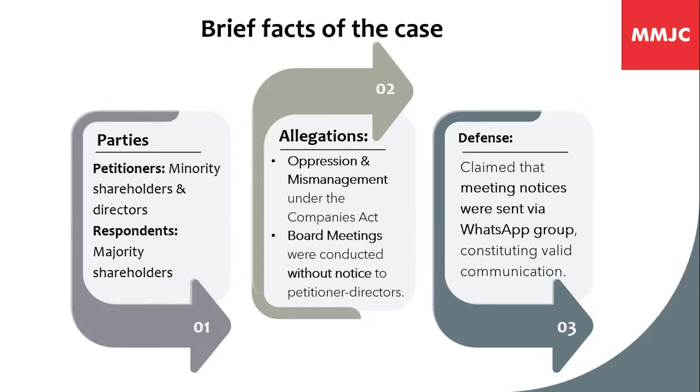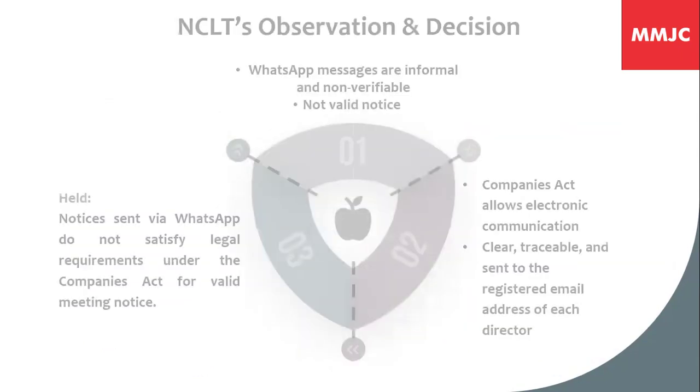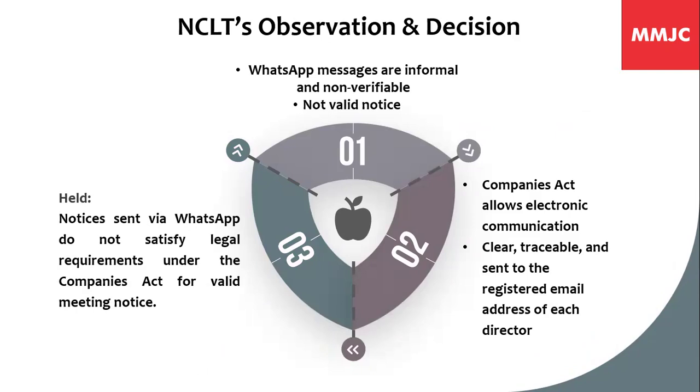On this allegation, the respondents, that is the company management, said that the notices were duly given, but through WhatsApp groups. There was a WhatsApp group wherein there were directors and also some employees of the company as members. And the respondents said that they had circulated the notice of the board meeting through this WhatsApp group. So in its decision, the NCLT has clarified that notices sent through WhatsApp or other such informal communication apps are not valid notices.